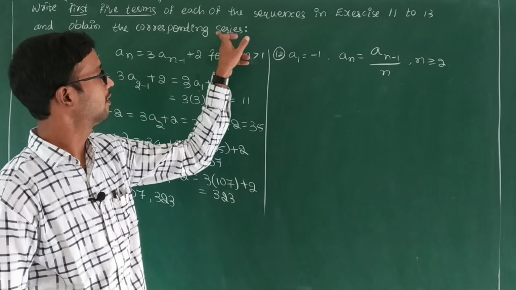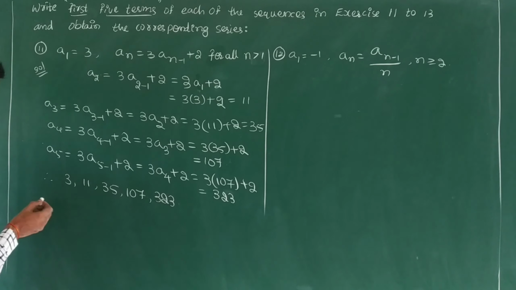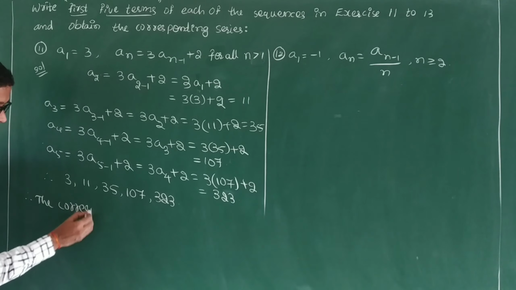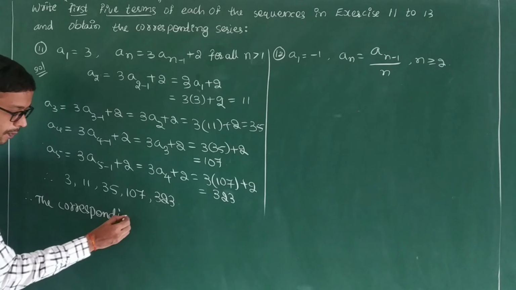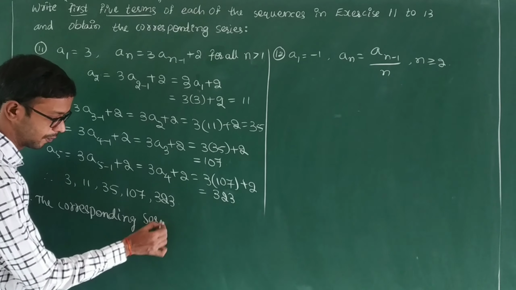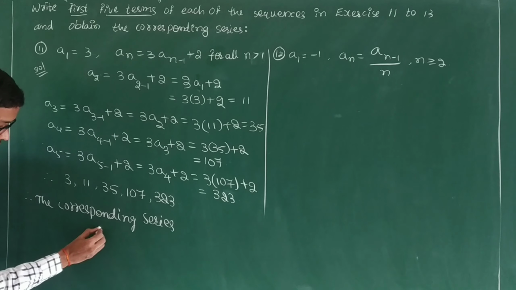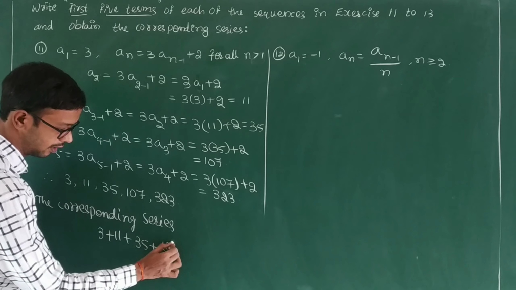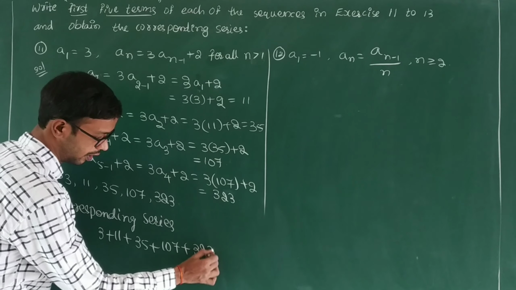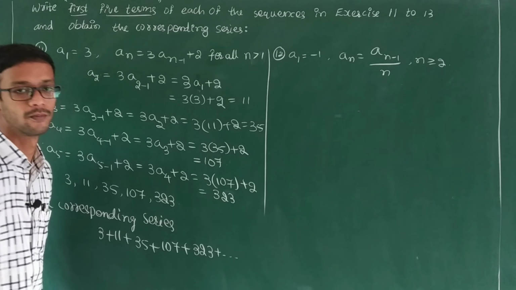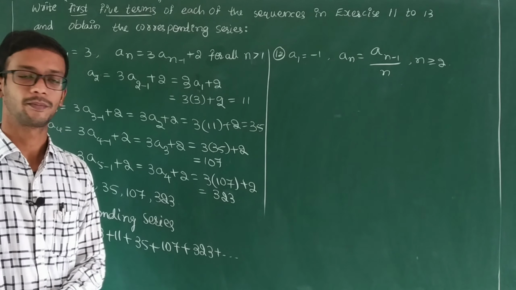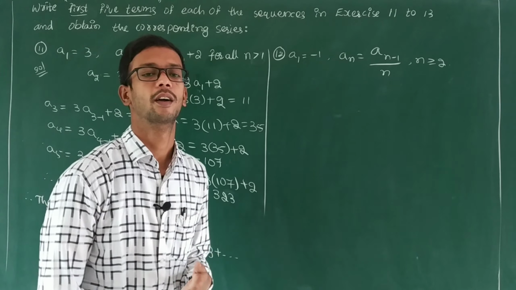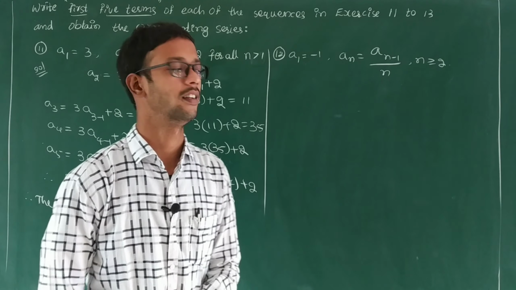Next, we also have to find the corresponding series. Therefore, the corresponding series is 3 plus 11 plus 35 plus 107 plus 323, and it will continue. So this is a way of finding the first 5 terms and the corresponding series also.